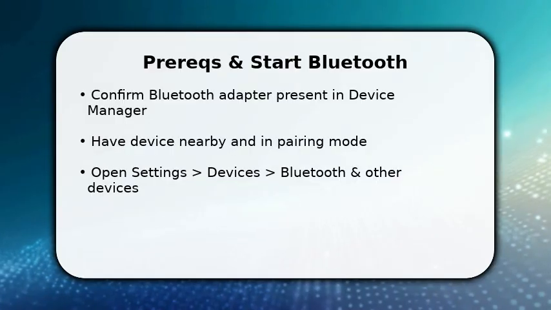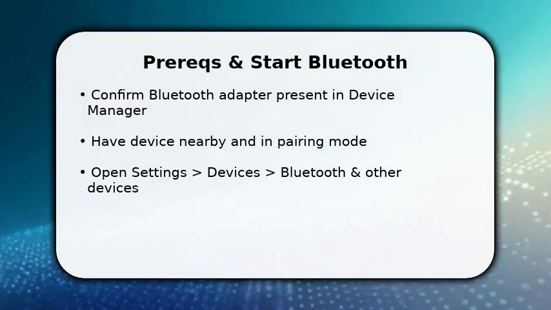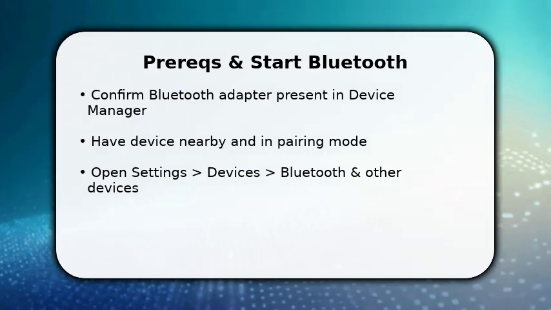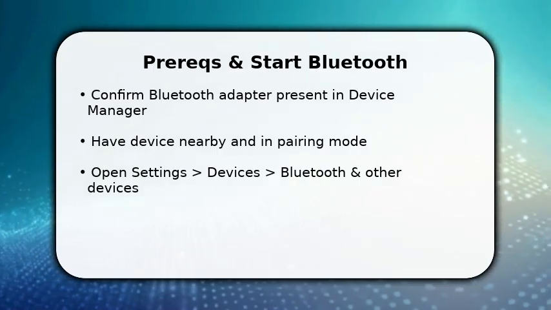You begin by confirming hardware and proximity. Open Device Manager to ensure a Bluetooth adapter appears. If missing, install drivers. Then, on your PC, go to Settings, Devices, Bluetooth, and Other Devices to start.